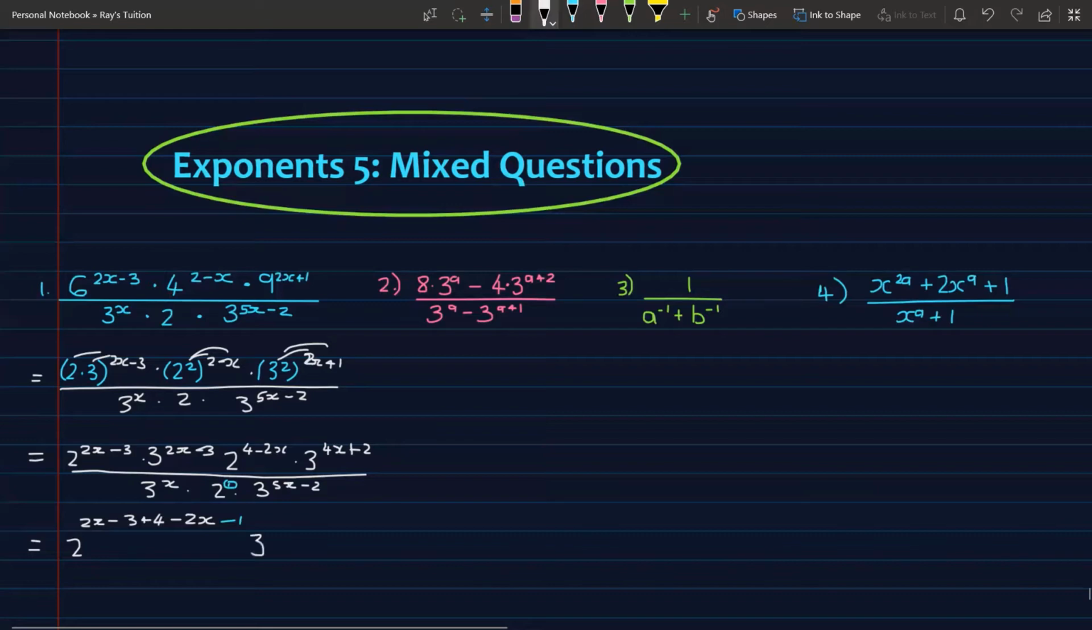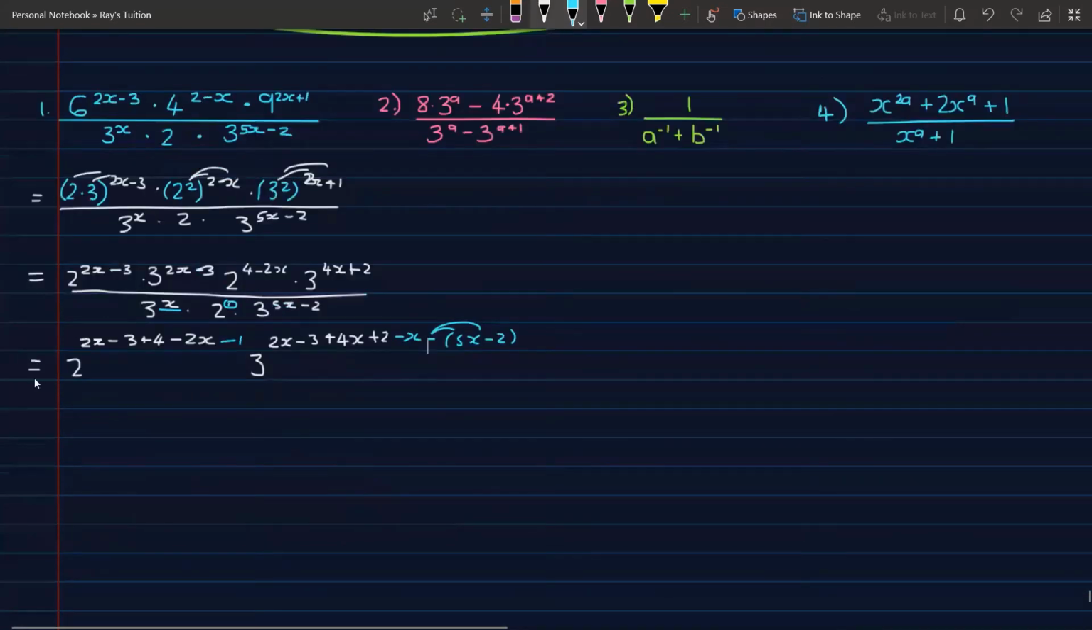And we're going to do the same thing for the 3. So it's 2x minus 3 plus 4x plus 2. And then we're going to have a minus x for this one over here. And then a minus 5x minus 2 for that one. And please note that I put the minus in brackets so you remember to distribute it to both of those terms. So what we're going to do is we're just going to simplify now.